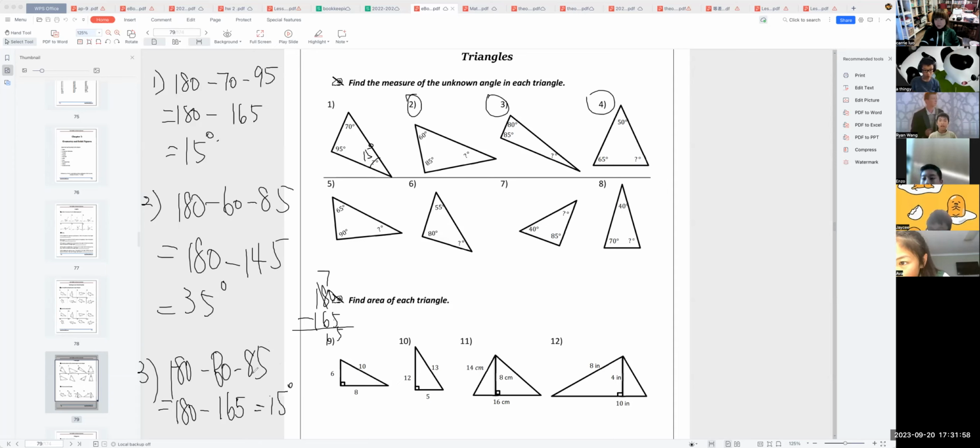Get it, everybody? Okay, so this is very important, okay? With the calculation, it's really important. Okay, number four. I want to call Enzo. Can you tell me how do you do it? So first, 180 minus 50 and minus 65. So equals what? That will equal... 110 degrees. So it's 180 minus 115? Yep. And it's 65 degrees. Okay, good job.